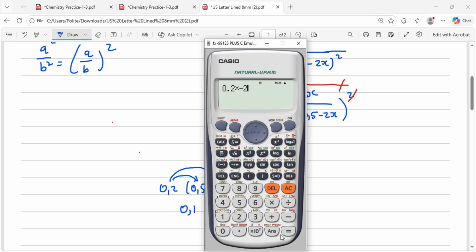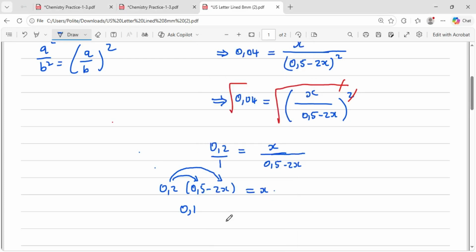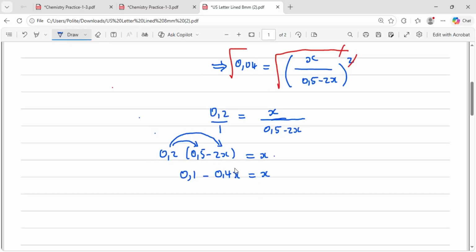0.2, multiply that by -2. This gives us -0.4, so this will be -0.4x, which is equal to x. So from this part, I need to group the like terms. The one with x has to come to this side, which is 0.1.